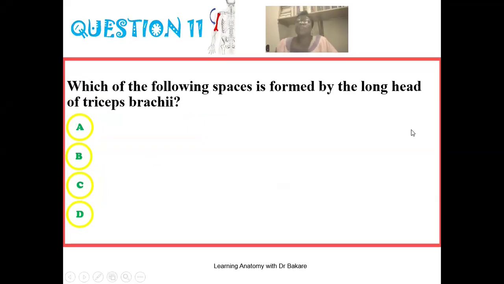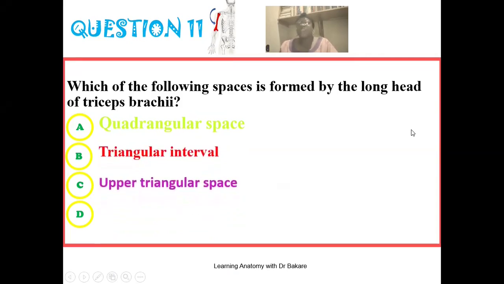Now let's go to the 11th question. This reads that which of the following spaces is formed by the long head of the triceps brachii? Is it the quadrangular space? Is it the triangular interval? Is it the upper triangular space, or is it all of the above? The correct answer here is all of the above. All of the above listed spaces are formed by the long head of the triceps brachii. We also described these spaces in our previous lecture on the triceps brachii. You can go and check that lecture up to keep yourself updated. These are spaces created by the long head of the triceps brachii and its surrounding muscles. And these spaces are created to allow for the passage of vessels and also nerves.